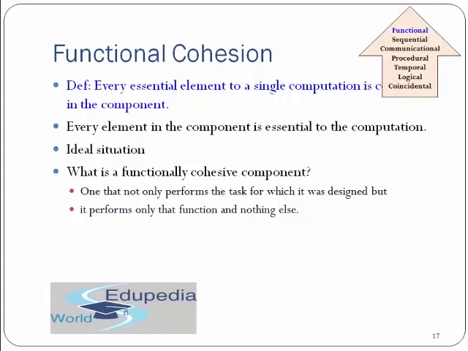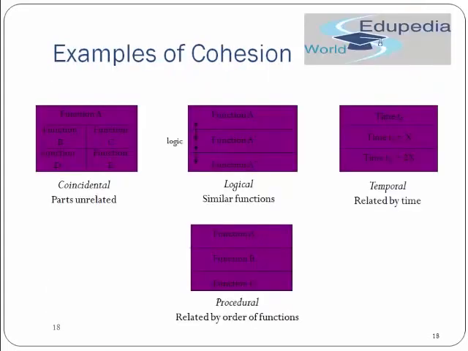One that not only performs the task for which it is designed, but it performs only that function and nothing else. So that means if a variable is designed for performing addition, then it should perform addition, and it should not be used to do any other task. So again, you can see examples of cohesion.